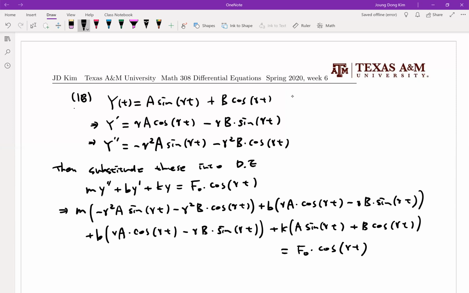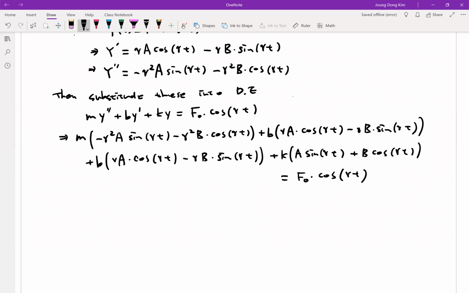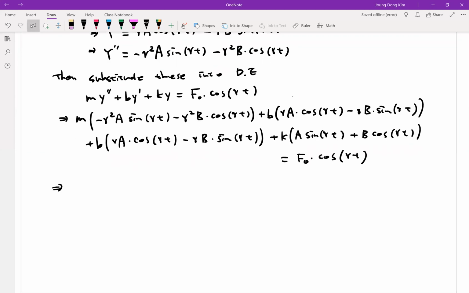The purpose of this whole crazy process is finding coefficients A and B in terms of F0 and gamma. So let me try to simplify these equations. I'm going to get all the sine part on your left hand side and the cosine part on your left hand side, and I'm going to compare with your right hand side. Let me write all the sine part first, with sine gamma t, and we need big parentheses. From the first one, it is minus m gamma square A and minus m gamma square. Oh, no, this is not the one. I'm talking about the sine part up until this one.